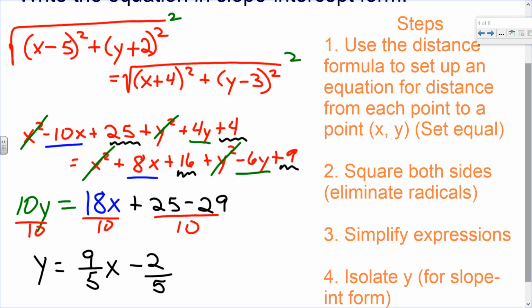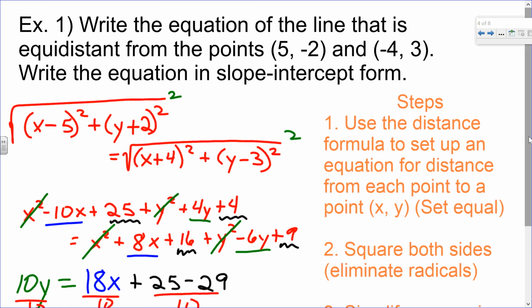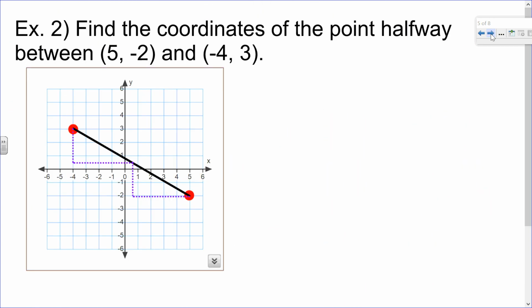The other topic for today is finding the midpoint between 2 points. So my same 2 points, but let's suppose I wanted the midpoint. That means I want to figure out the coordinates of this point right here so that these 2 distances are the same. And I know the coordinates of the 2 red points. They're up there in the writing.